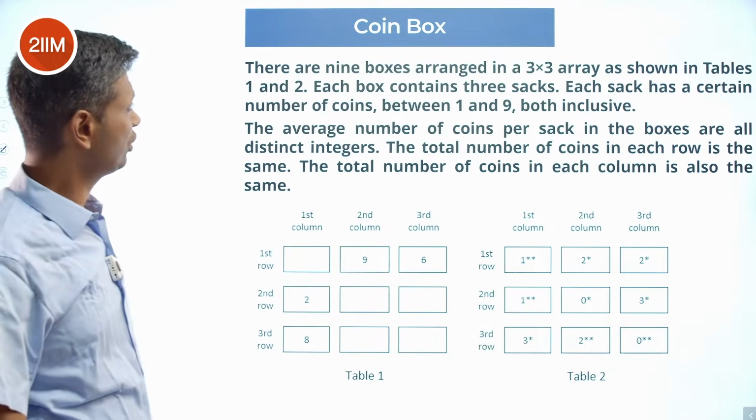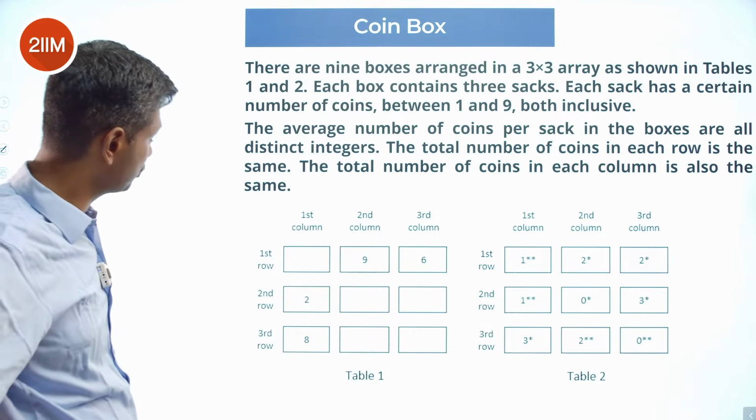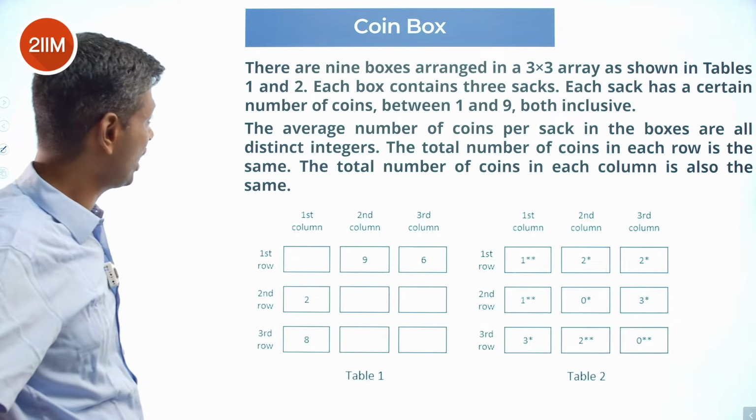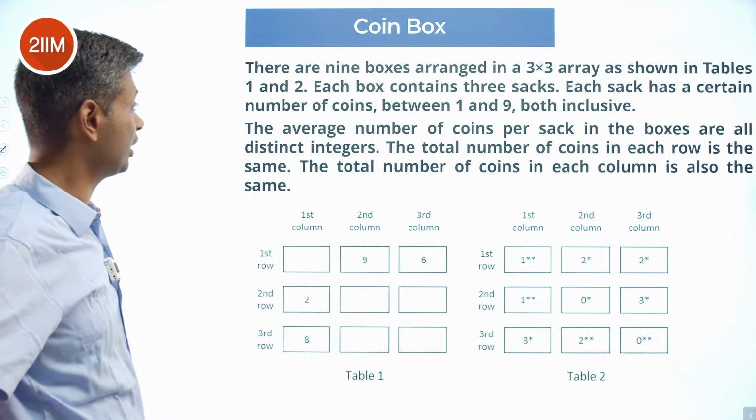There are 9 boxes arranged in a 3x3 array as shown in tables 1 and 2. Each box contains 3 sacks. Each sack has a certain number of coins between 1 and 9, both inclusive.